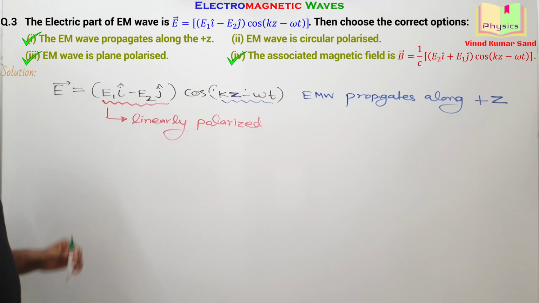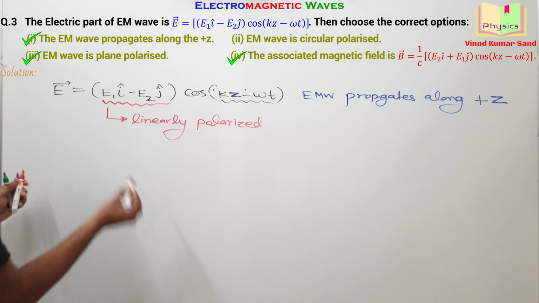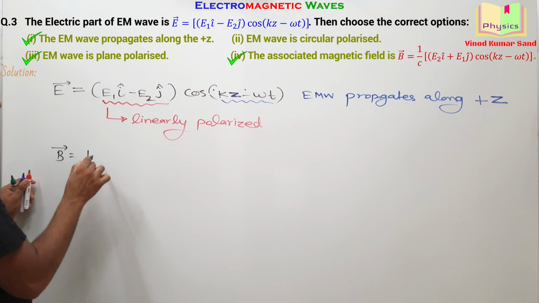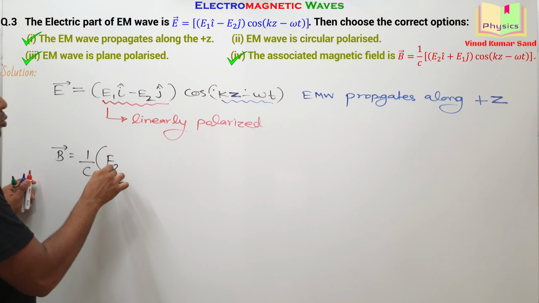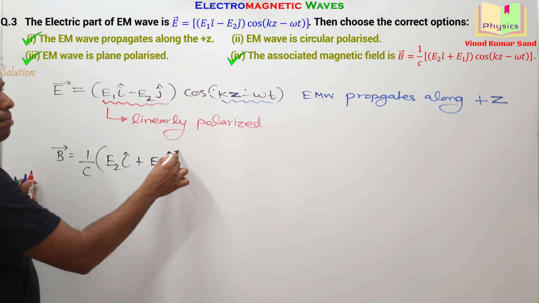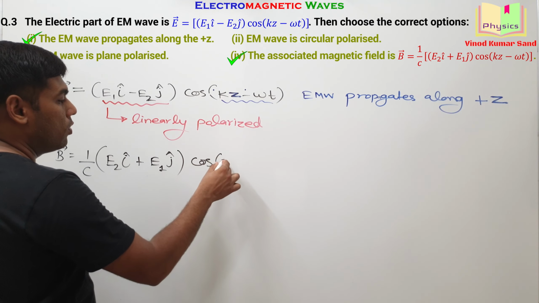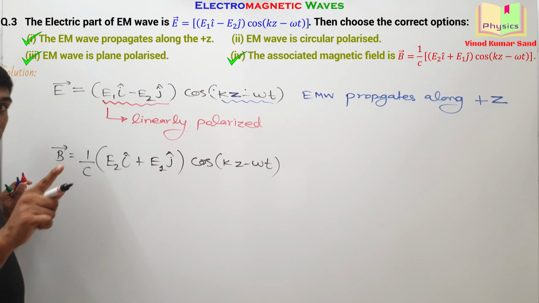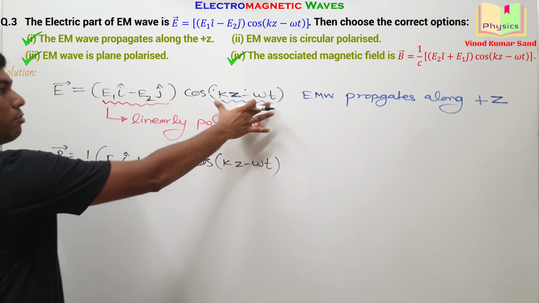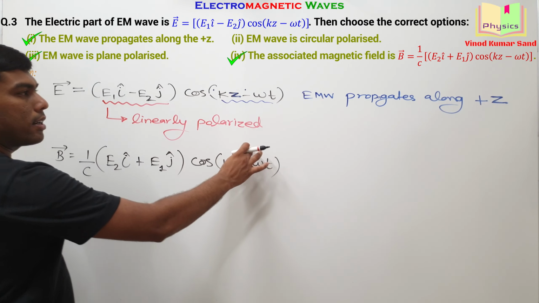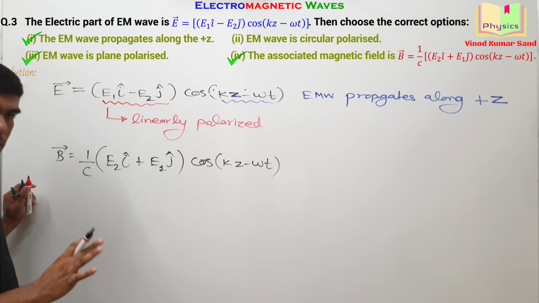Got it? Now, we need the expression for the associated magnetic field for this EM wave. So, B vector should be equal to 1 by c of E2 i cap plus E1 j cap, cos of kz minus omega t. We remember in an EM wave the E and B are in the same phase, so you can check here the phase is the same. This also indicates that the EM wave is propagating along plus z.